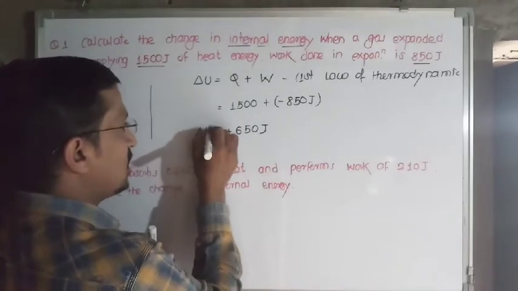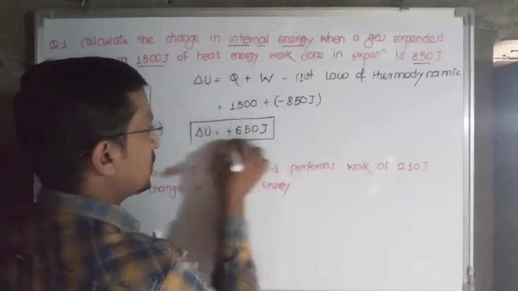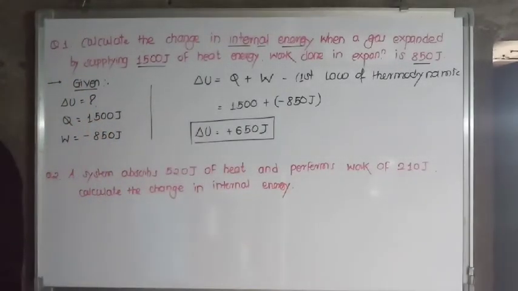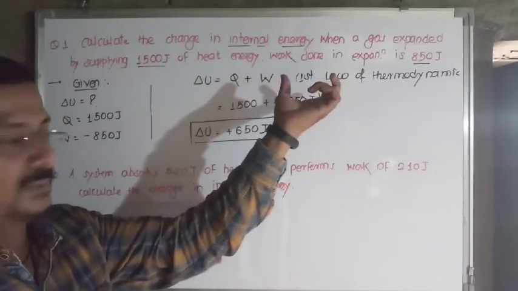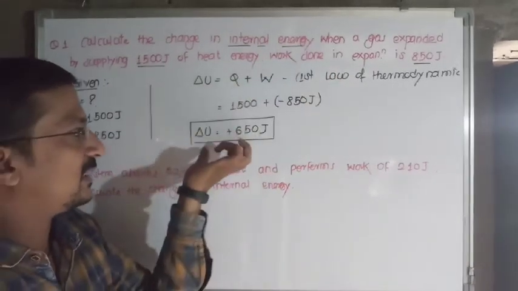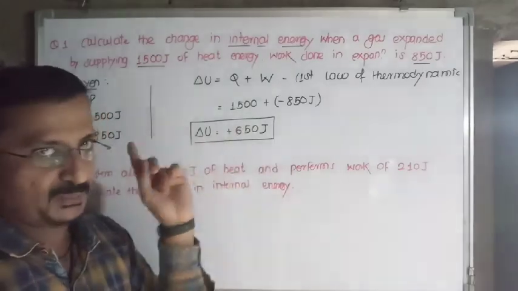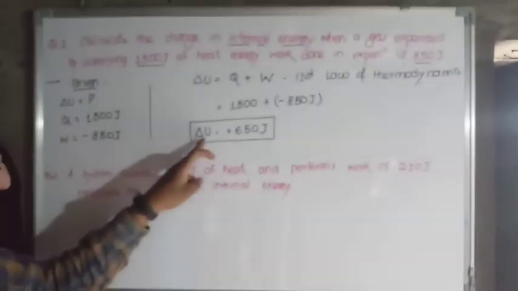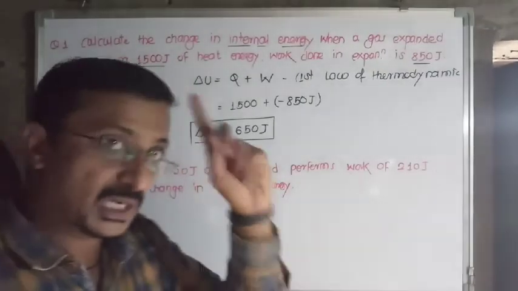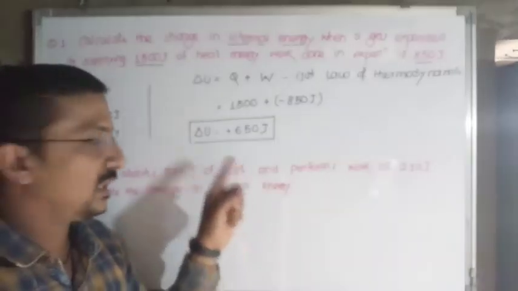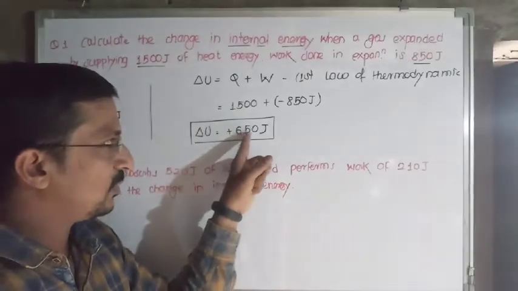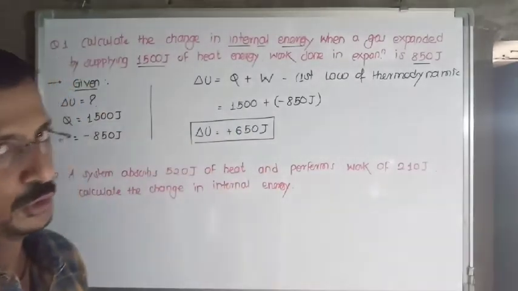What is delta U? The change in internal energy. The question may be asked for 2 marks. The correct formula is half a mark, substitution is half a mark, and the final answer along with sign is 1 mark. Remember, delta U is always written along with sign; plus 650 is important. The change in internal energy is found to be 650 joule.